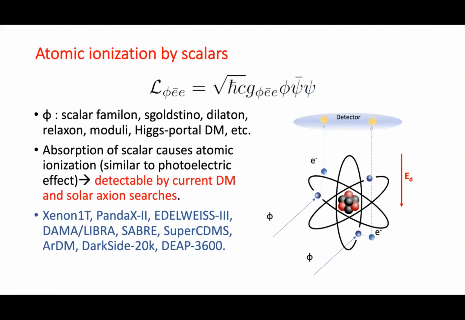So now I will not speak about models. There are many popular scalar models. The process which we consider is absorption of a scalar, which causes atomic ionization. So the effect is similar to the photoelectric effect, but it's a scalar particle. The scalar particle is absorbed and an electron is emitted. So it's similar to photoionization. Of course, there are plenty of detectors which can see this, including xenon.